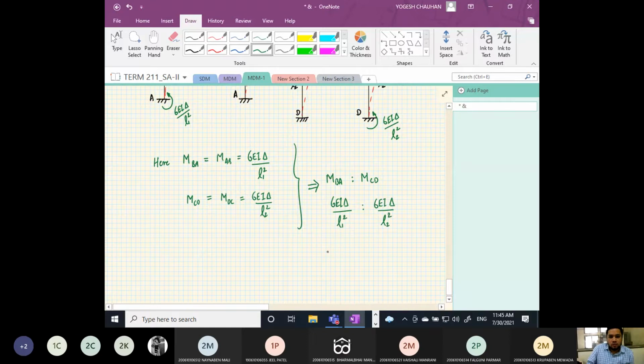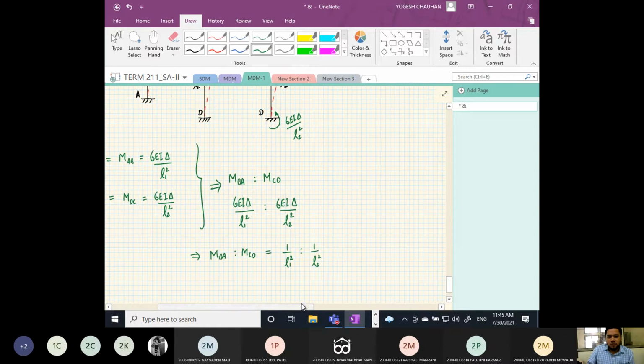So we can say the moments MBA is to MCD are proportional in the ratio of 1 by L1 square is to 1 by L2 square, say M is to N. We don't know the value of M and N.